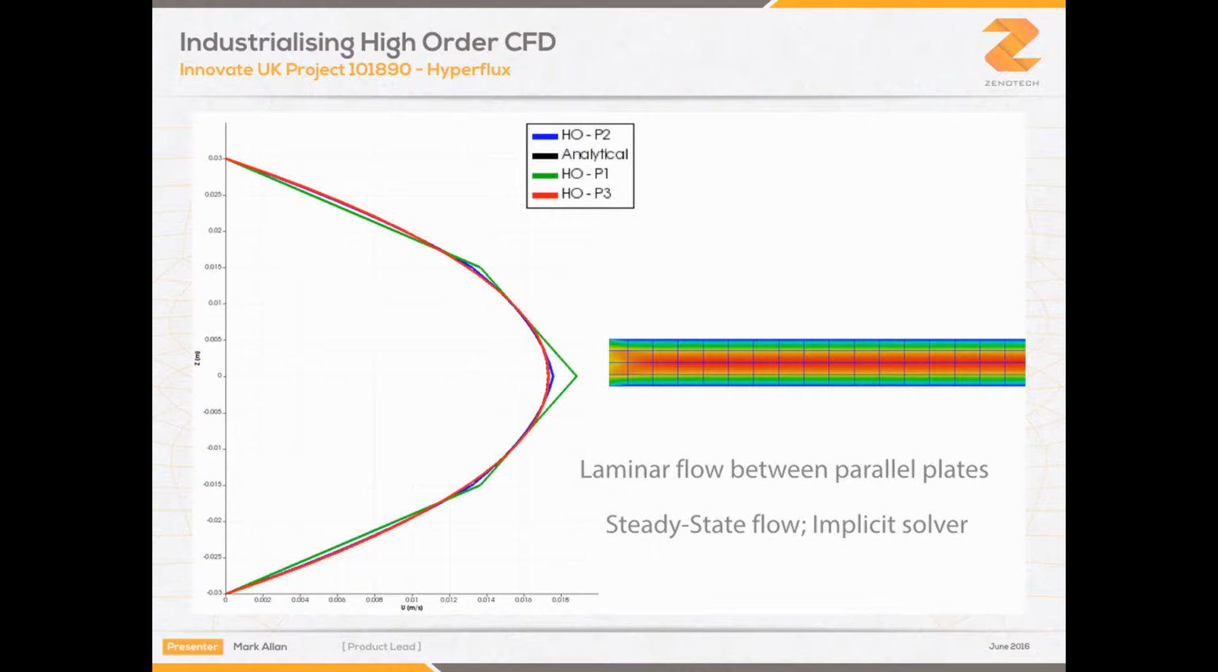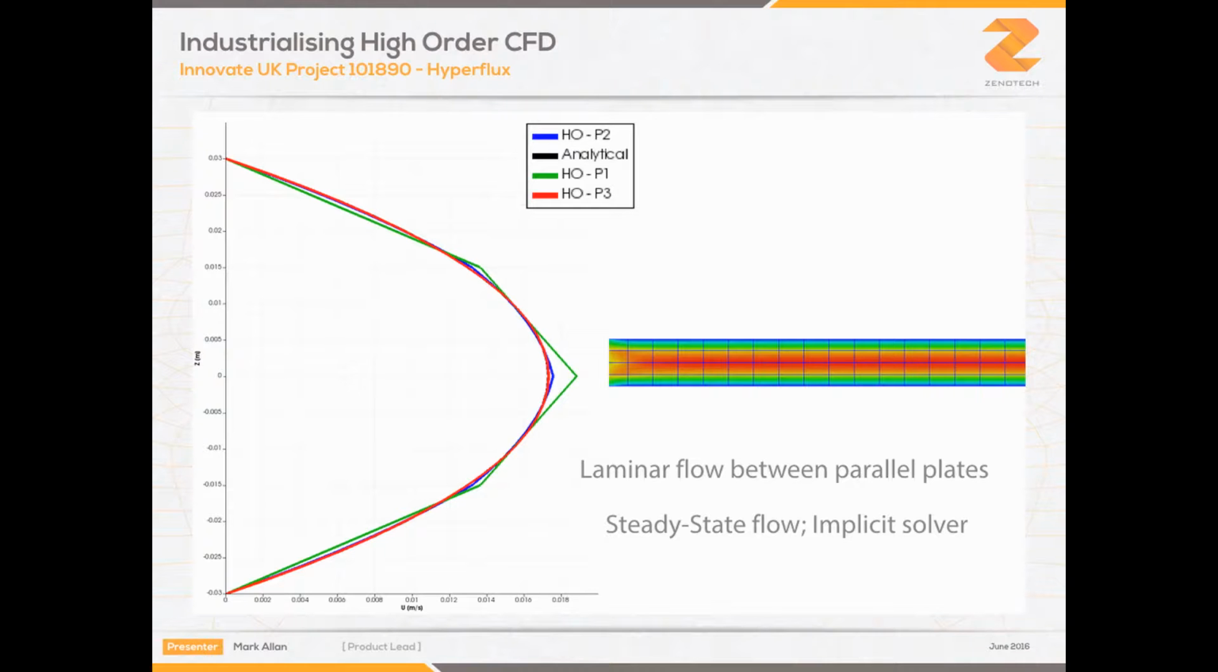So just to give an example of the benefits of high-order methods, here we can see a very simple flow case, which is the laminar flow between two parallel plates, and this has been run with the steady-state high-order solver within ZCFD, and it's also been run with an implicit flow solver. As we can see, we have a very coarse grid. We've only got 4 cells across the domain, and on the left-hand side we can see some solutions. So the black curve is the analytical solution, which we can't see very well here because it's been covered by the red curve. But the green curve is a solution where a linear polynomial has been used to define the flow within the cells.